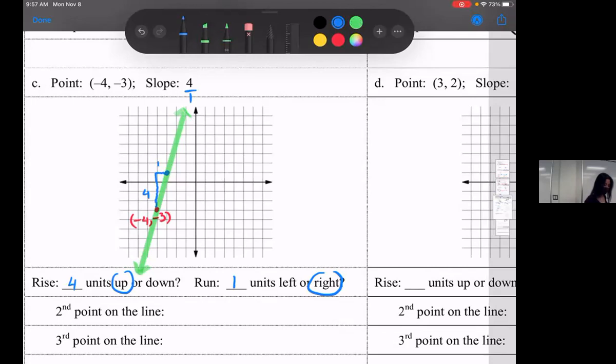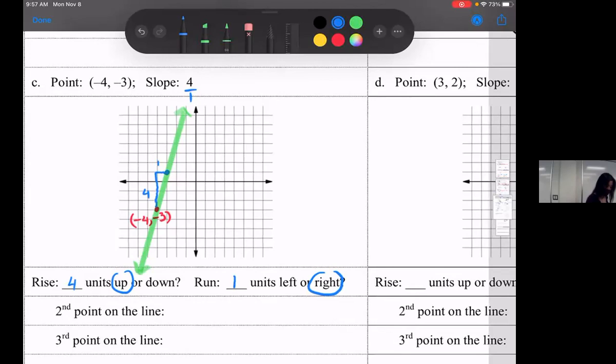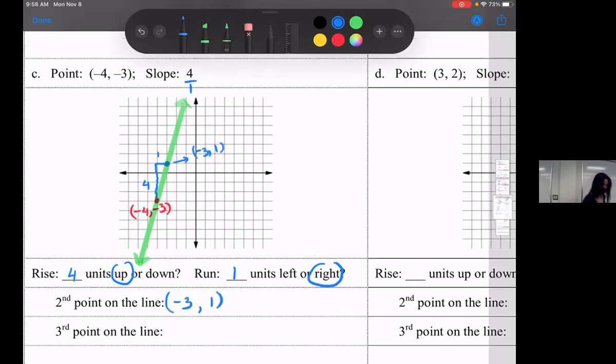Someone pick me the third point. Do you guys have a third point yet? Good. Let's see. The second point is (-3, 1). So that one right there is (-3, 1). And the third point, what do you say again? (-2, 5). Let's see where (-2, 5) is.